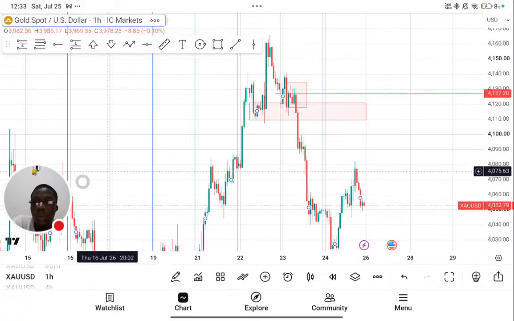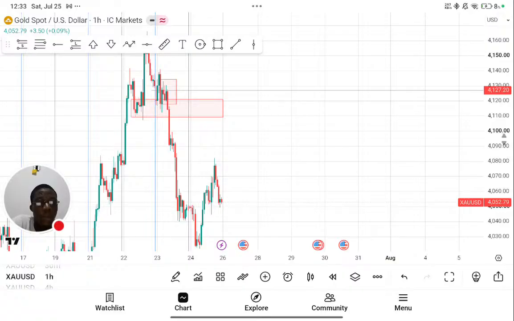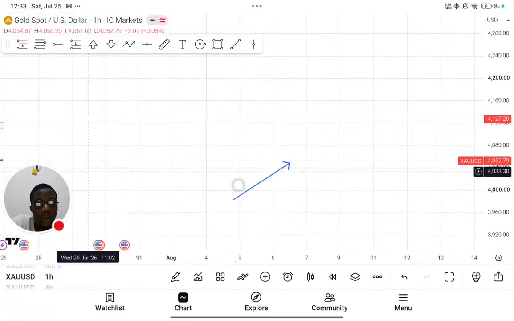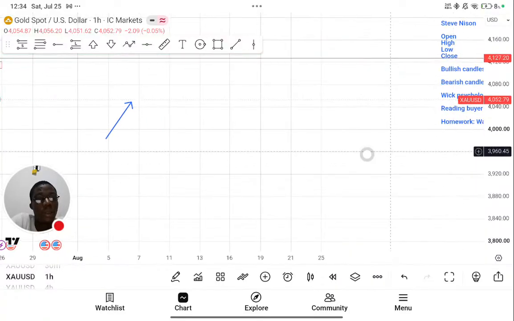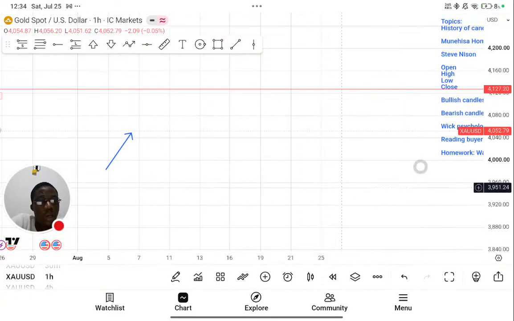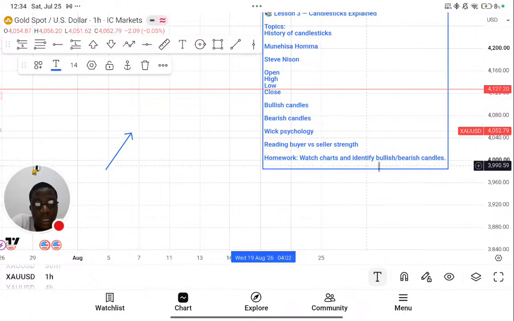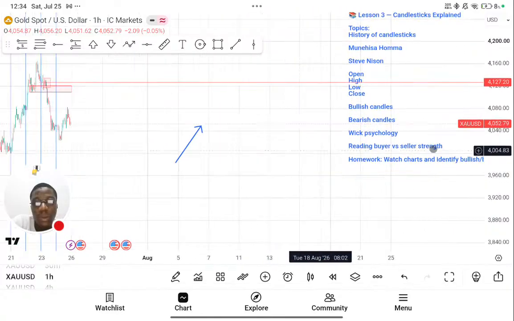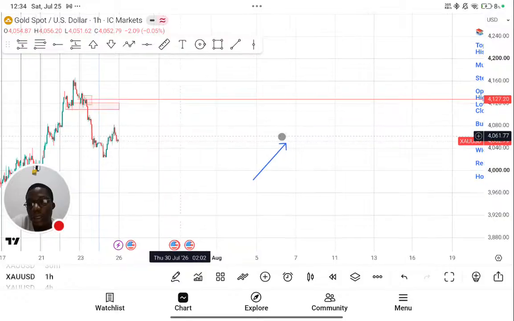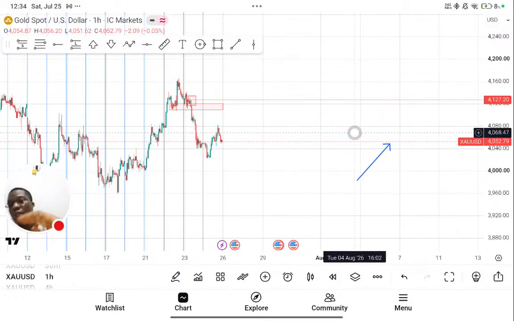So I hope with this little video it helps you, because I went as detailed as I could to give you basic understanding. So your homework after this session, watch the charts and identify bullish and bearish candles. So yeah, you do that. Go in your chart, identify the bullish and bearish candle, and I will see you in the next lesson.